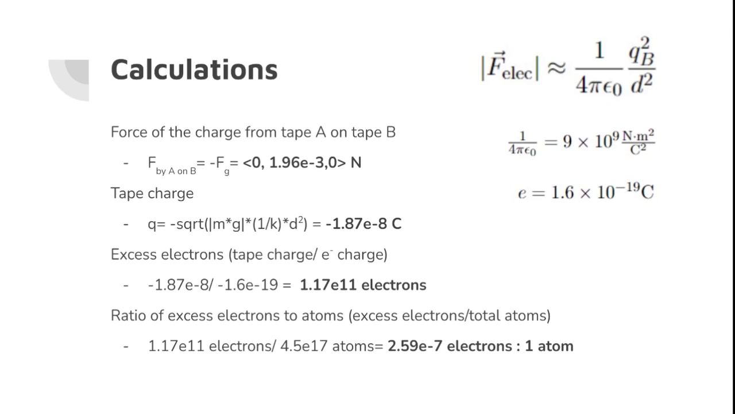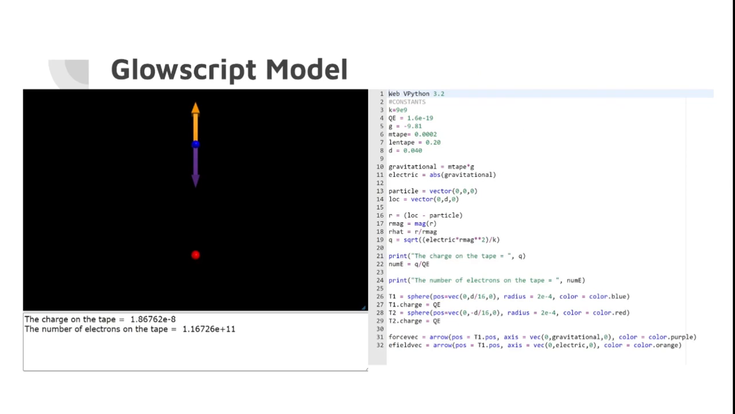And utilizing Coulomb's law and Coulomb's equation, we're able to calculate the charge on the tape. And from that, the number of excess electrons on the tape from the transfer of charge and the overall ratio of excess electrons to atoms, as shown.